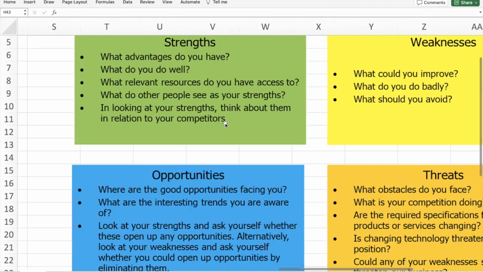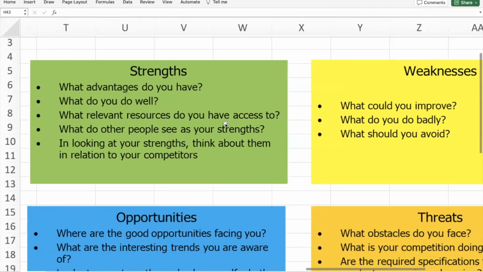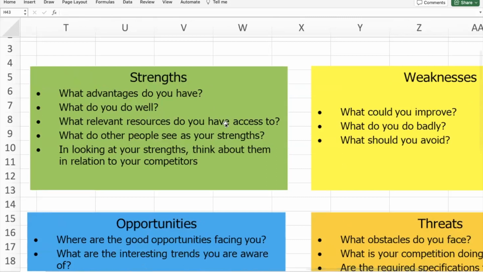In the first quadrant, you'll input your organization's strengths. Questions to ask yourself are, what advantages do you have? What do you do well? What relevant resources do you have access to? And looking at your strengths and thinking about them in relation to your competitors.